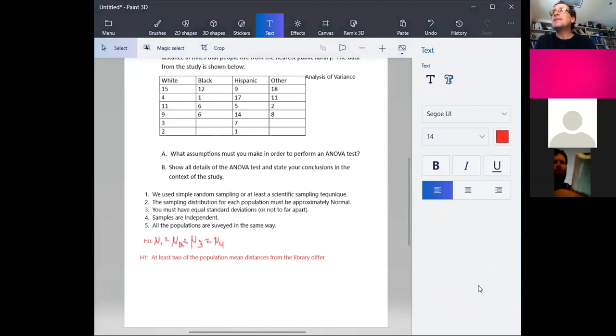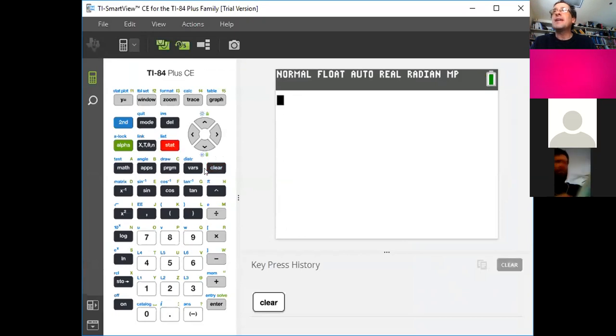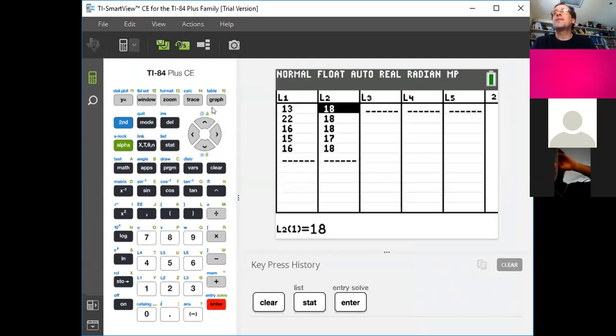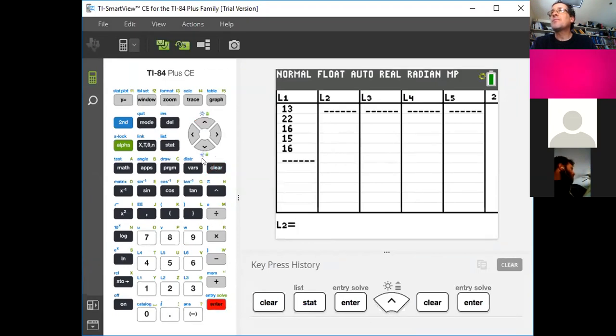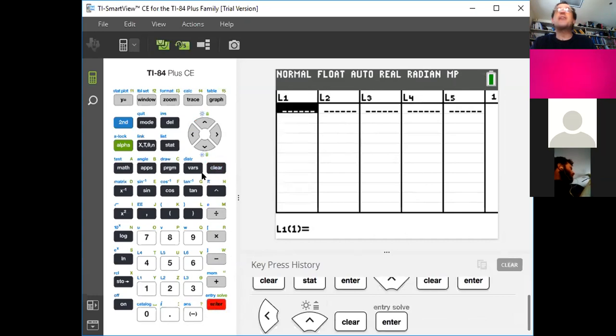And let me do that. Okay, so here's the calculator. And what we're going to do, and you're used to this, let me clear everything. I'm going to hit stat, hit edit. I'm going to clear out what I had before in L2, and in L1. And then I'm just going to type in the numbers.